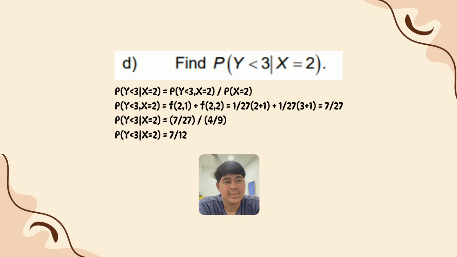And then for P(X = 2), which is the bottom part of the fraction, we already know that from our previous question, and the answer would be 4 over 9.